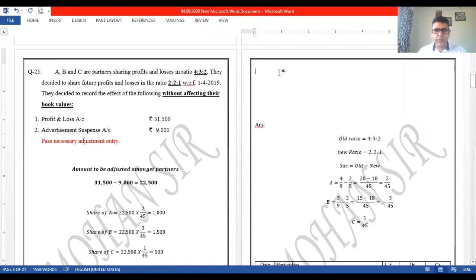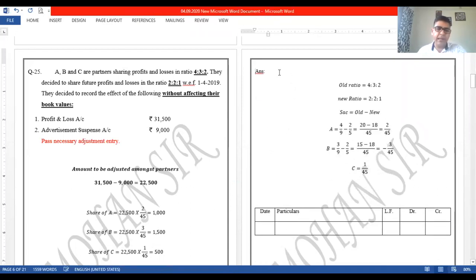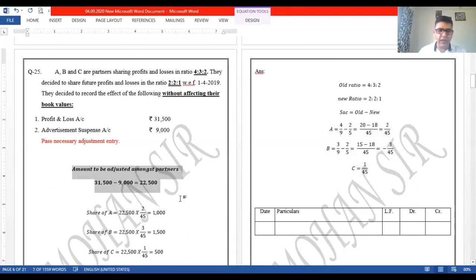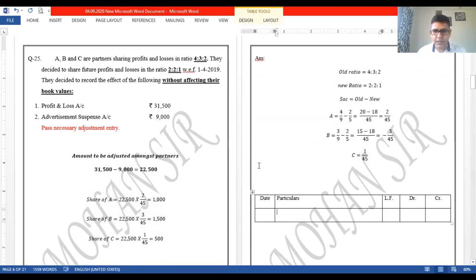Okay, so we have calculated the old ratio. Old ratio, new ratio was there. We calculated the sacrifice and the gain. Based on that only, we need to calculate the amount to be adjusted, right? The total amount to be adjusted among the partners is 22,500. After that, whatever the share that the partner has gained or sacrificed, I have calculated the share accordingly, and these are the amounts that will have to be recorded in the entry. Partners who gain debit, partners who sacrifice credit.